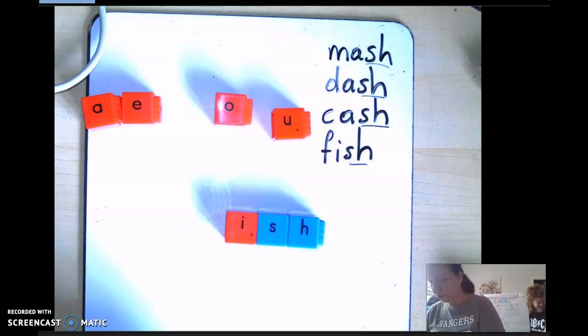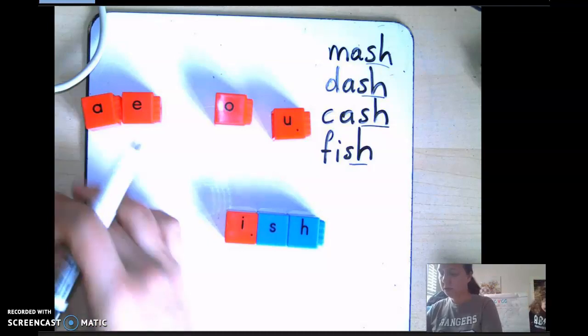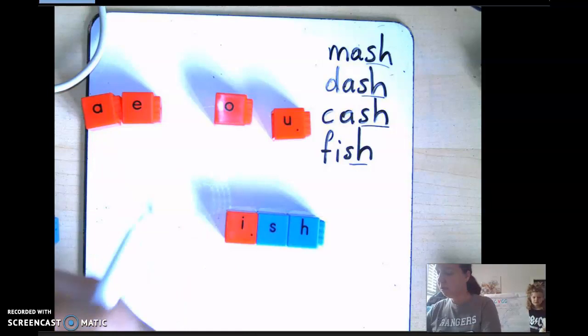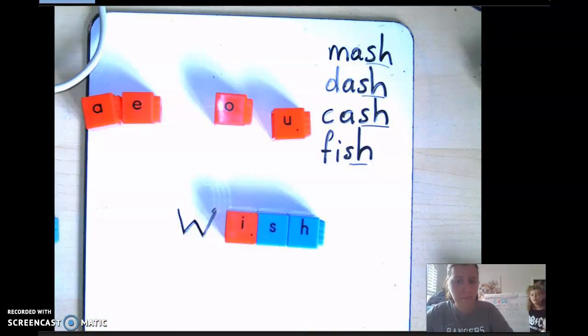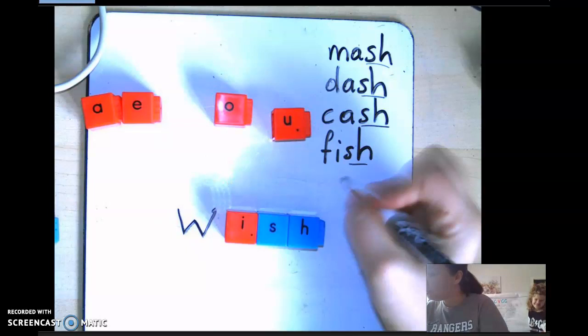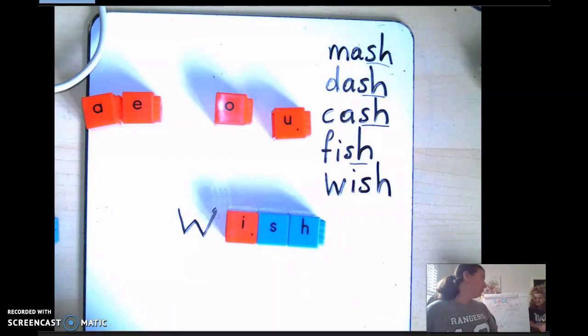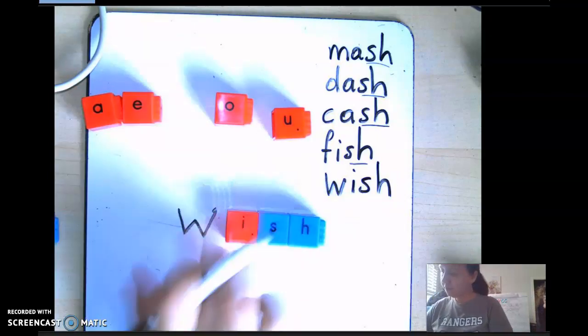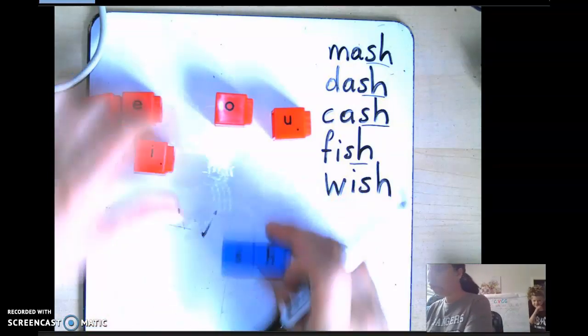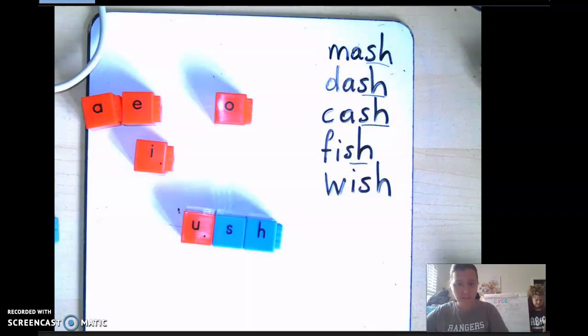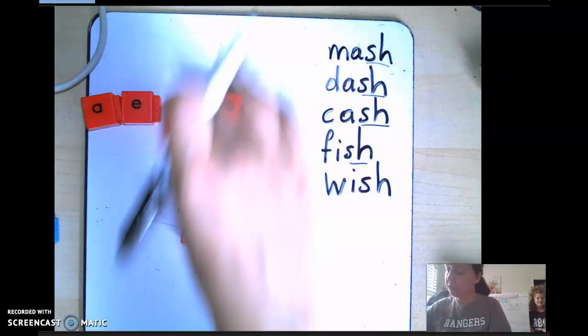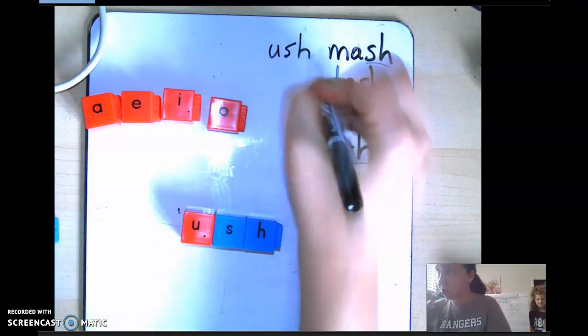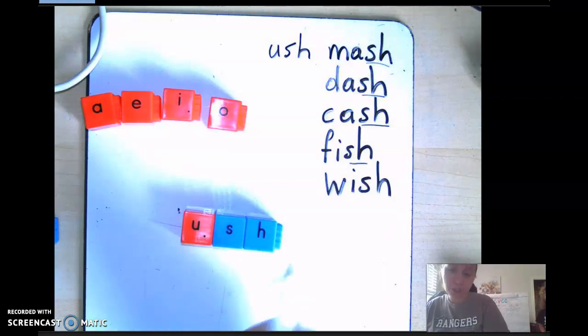Now I'm going to switch it to, hang on, let me find my little block that has it. But what about if I have this one? Wish. Thank you, assistant. Wish. Good. All right. Now I'm going to switch to over here. What is this? Ush. Good. That was a little bit more tough. Good job. We have ush.